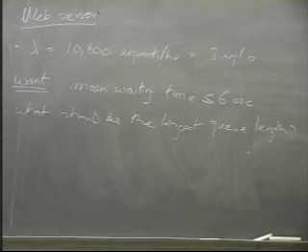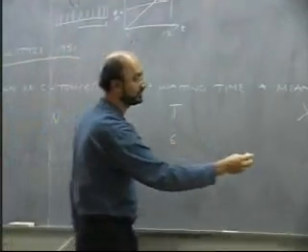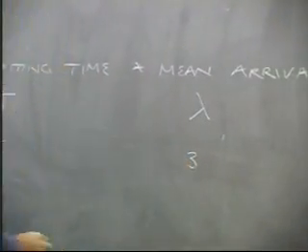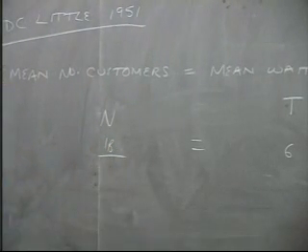Well, what we want over here is that the mean waiting time should be 6, and we have the mean arrival rate of basically 3. So we get right away that the mean number of customers is going to be 18 at this arrival rate and at this waiting time.